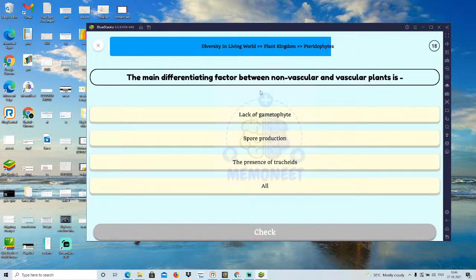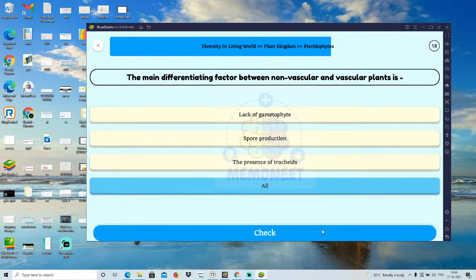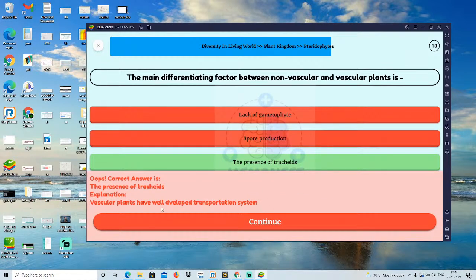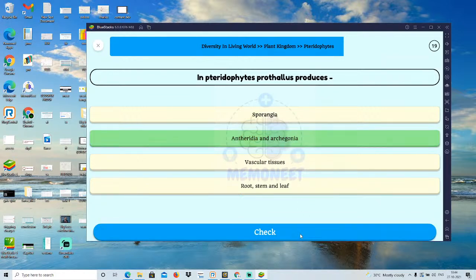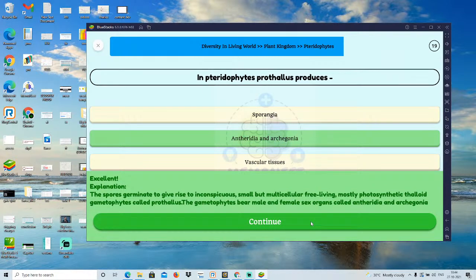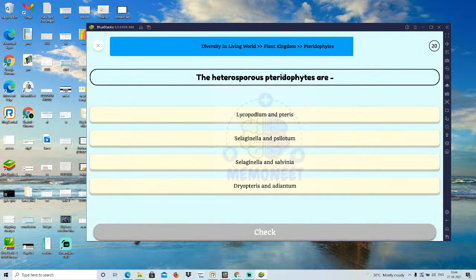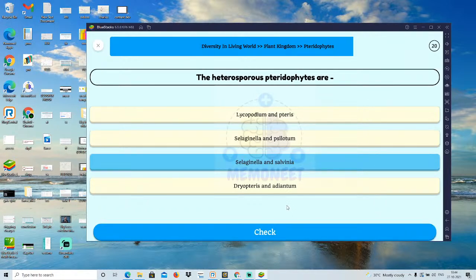So the main differentiating factor between non-vascular and vascular plants is the presence of tracheids. Okay, I think it is a bit deep. In pteridophytes, the prothallus actually produces antheridia and archegonia. Yeah, because the prothallus is actually a gametophyte. So the heterosporous pteridophytes are Selaginella and Salvinia. This question came in NEET 2021.